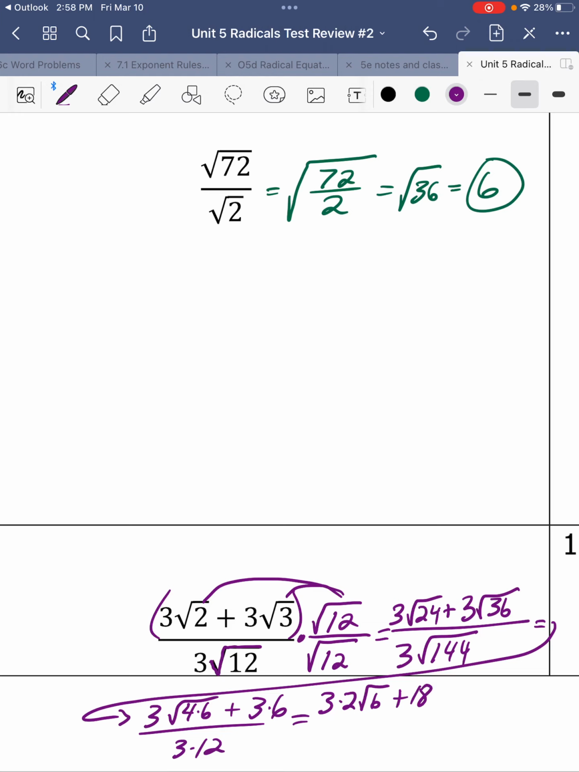So we have 3 times 2 square root of 6. I'm really drawing this out. You can definitely skip some of these steps. And then 3 times 2 is 6. Square root of 6 plus 18 divided by 24.